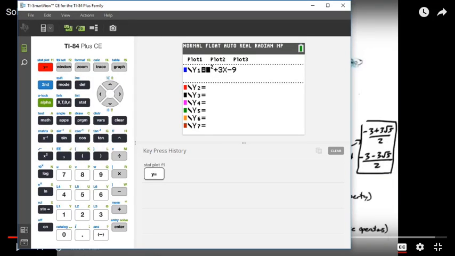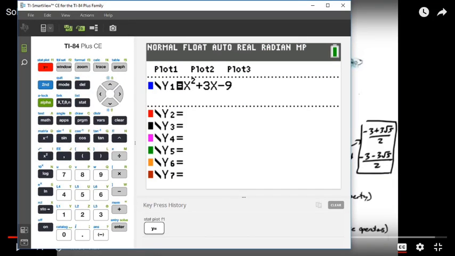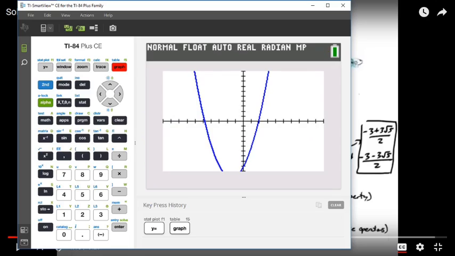Okay, so I got my function right here in my graphing calculator. Let's make this window a little bit bigger. I want to show you something. See, these are our answers that we got. These guys right over here. Okay, I want you guys to see that those answers match these x-intercepts right here.